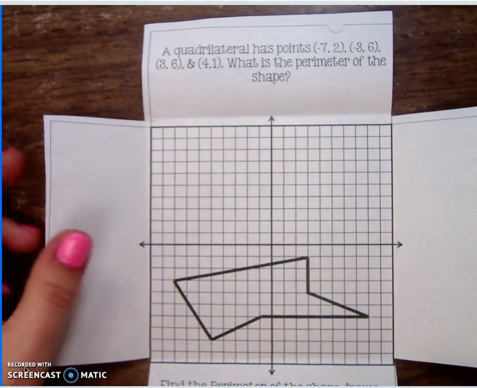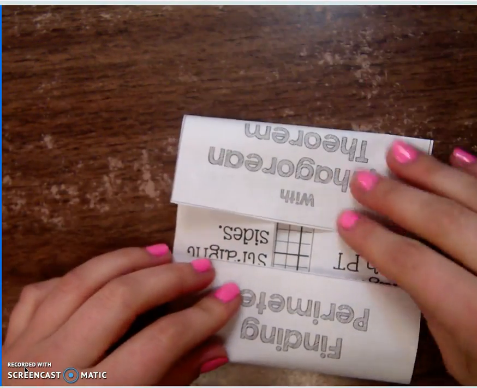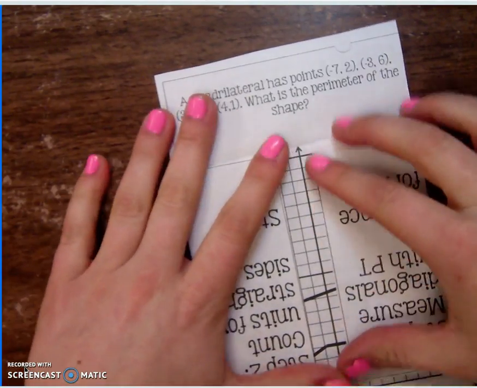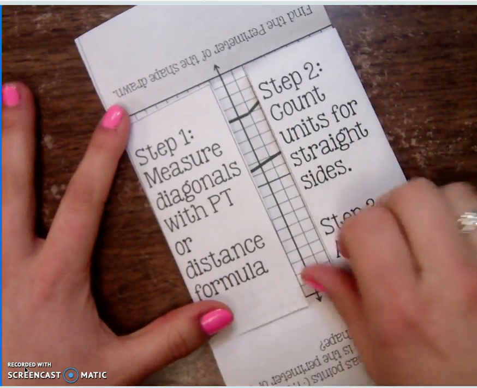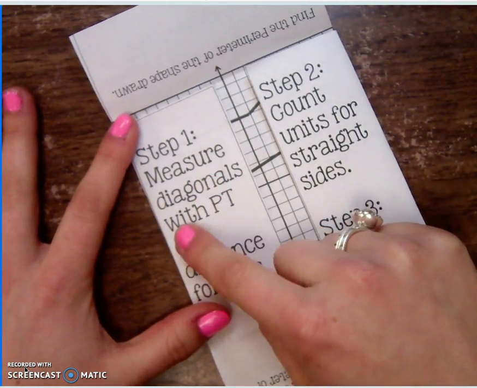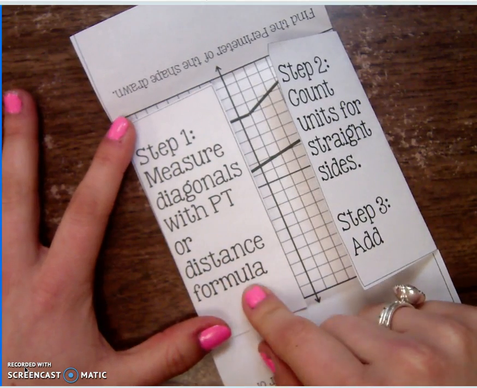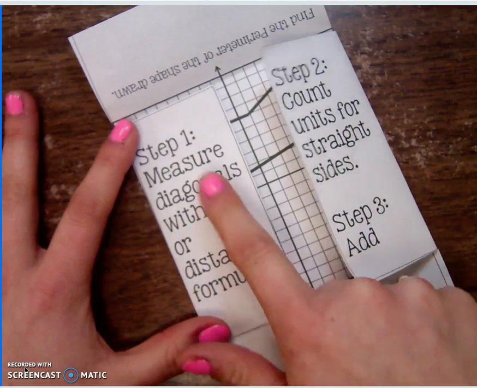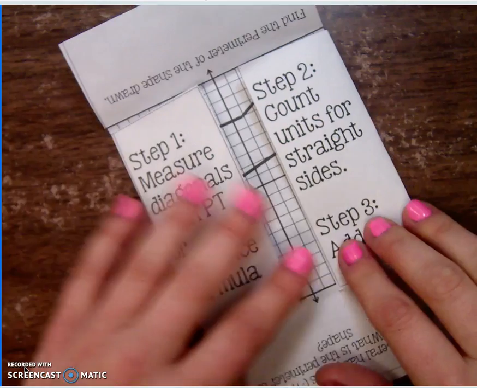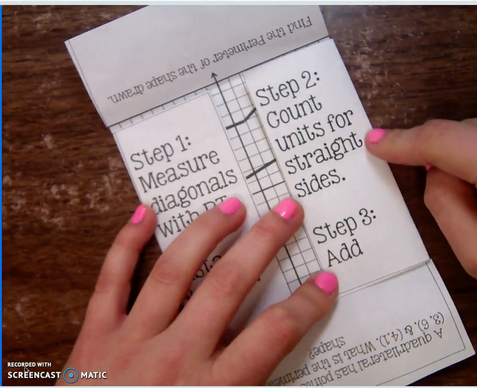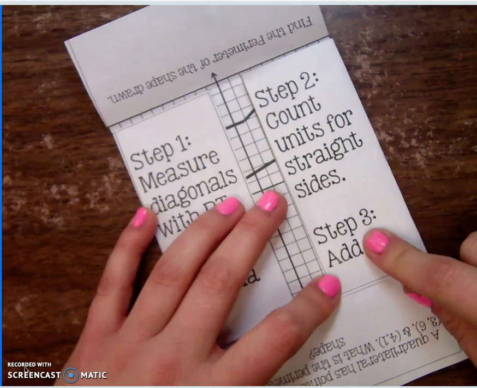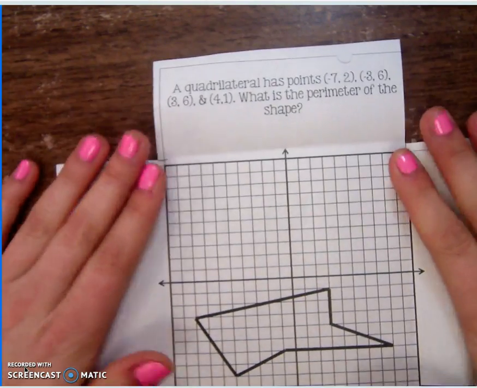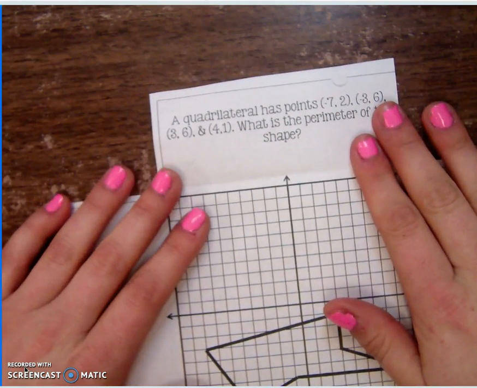Alright guys, this lesson is on finding perimeter using the Pythagorean theorem. The flaps are a little backwards, but that's okay. We've got two steps. Our first step is to measure our diagonals with the Pythagorean theorem or the distance formula. Refer to what we did in the previous lesson to review this. Then we count units for our straight sides and add all of the sides together to find that total perimeter.